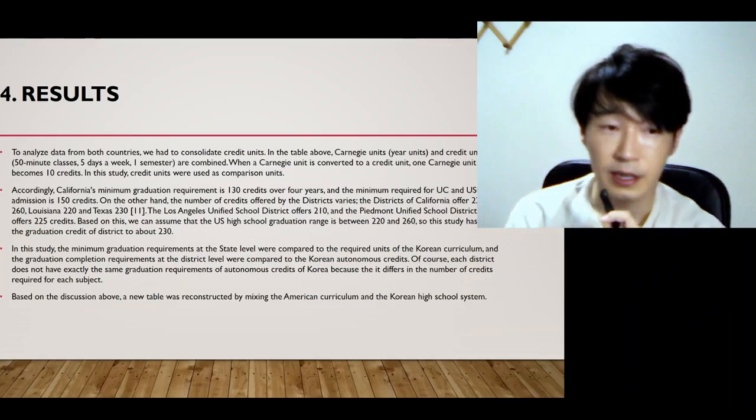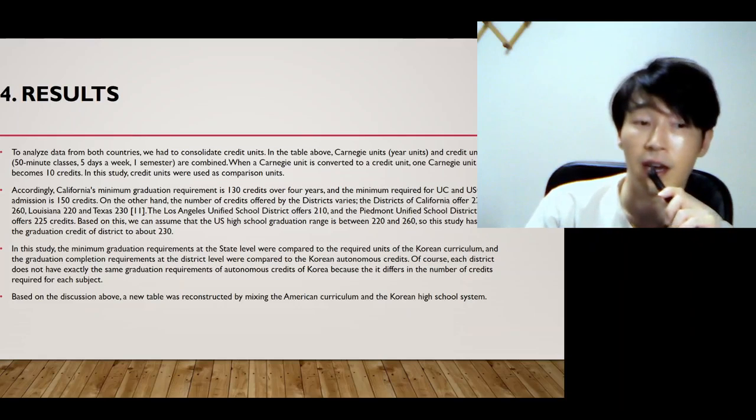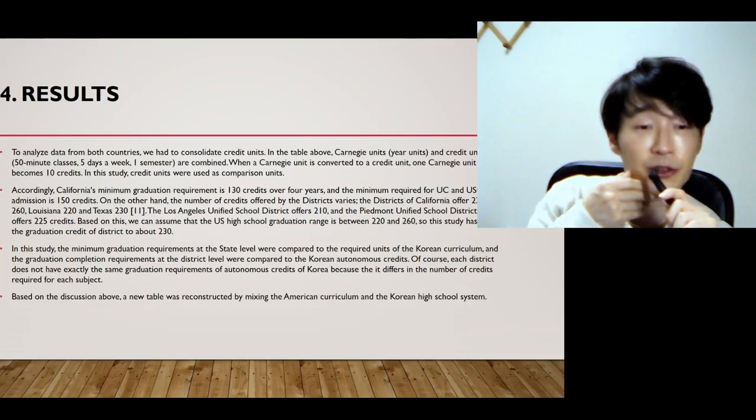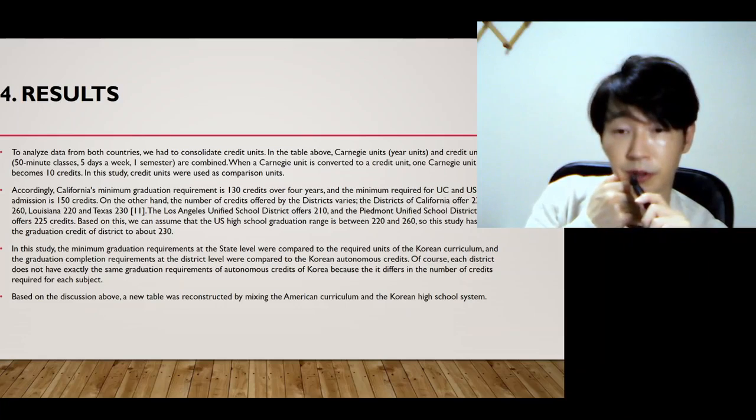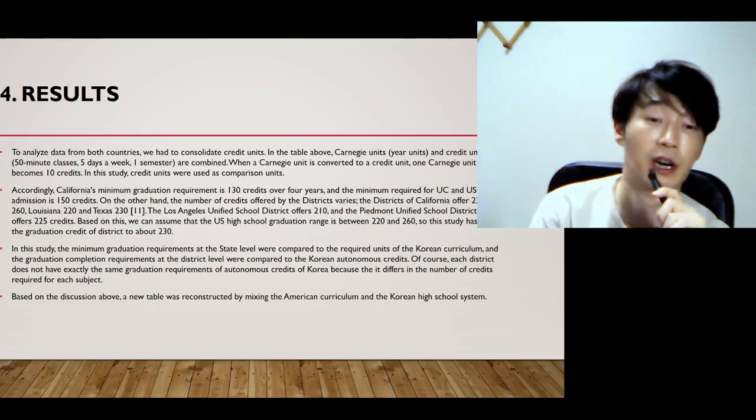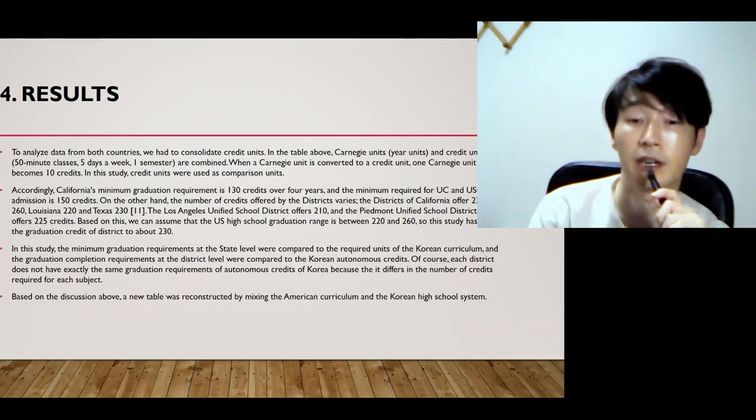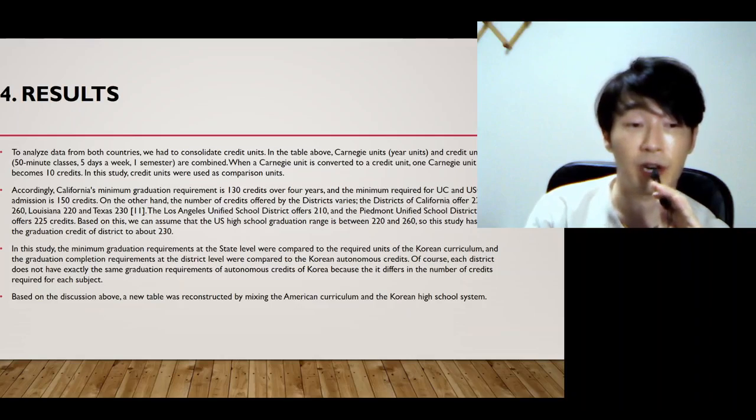In this study, the minimum graduation requirement at the state level was compared to the required units of the Korean curriculum. The graduation completion requirement at the district level was compared to Korean autonomous credits. Of course, each district does not have exactly the same graduation requirement as the autonomous credits of Korea, because they differ in the number of credits required for each subject.